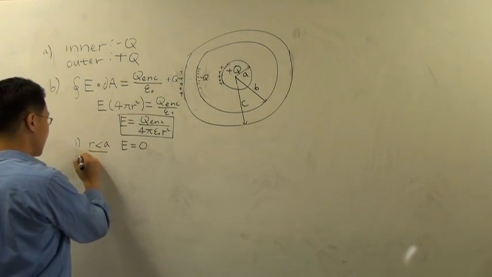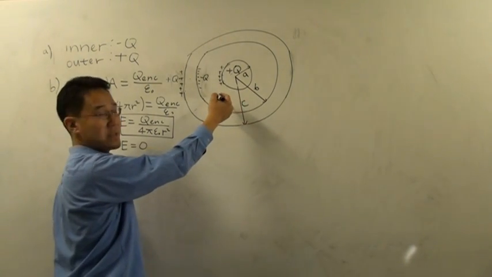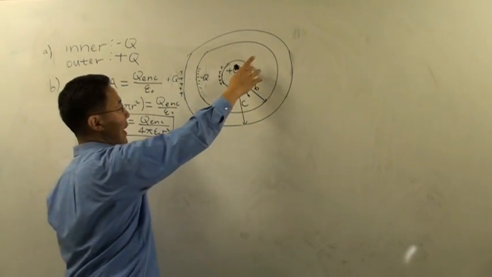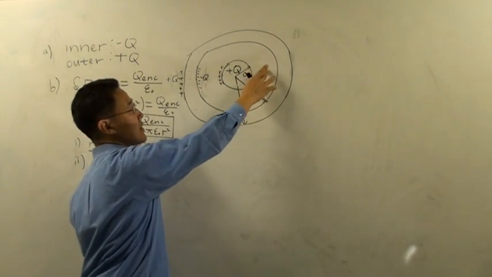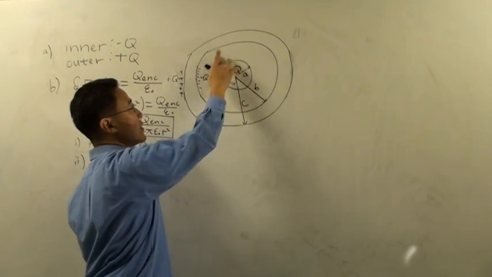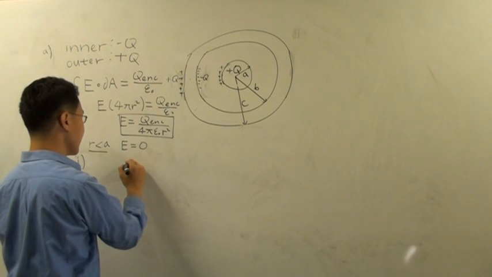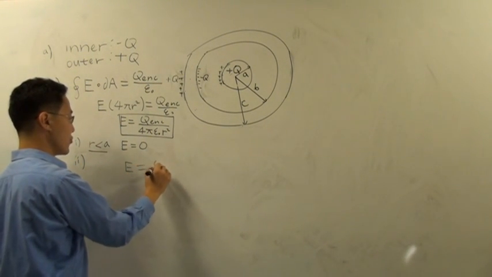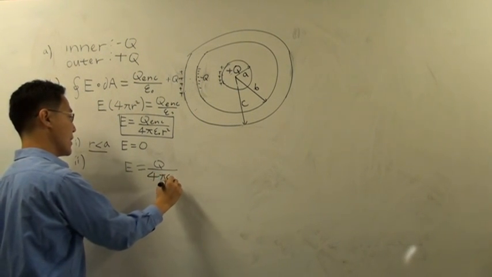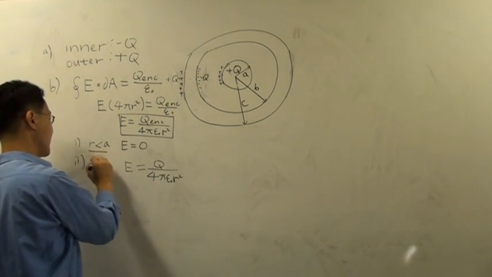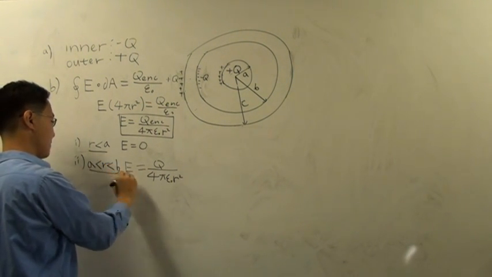And the second part is asking us what the electric field is between A and B, so in this region. In this region, we see that the enclosed charge is plus Q. Therefore, the electric field is equal to Q over 4 pi epsilon naught r squared, and this is between A and B.